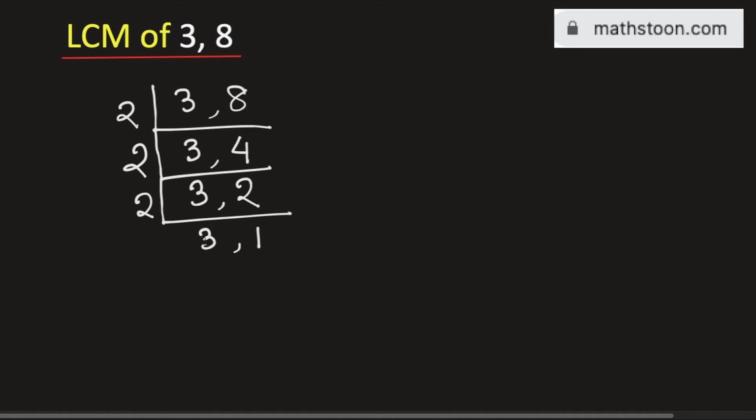Now see that 3 is divisible only by 3. So we will go for 3 and we get 1, 1. And the moment we get 1, 1, we will stop.